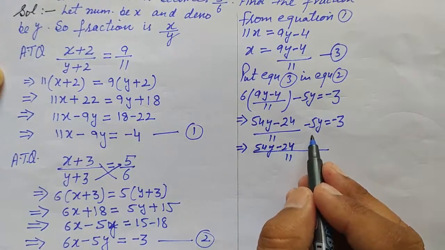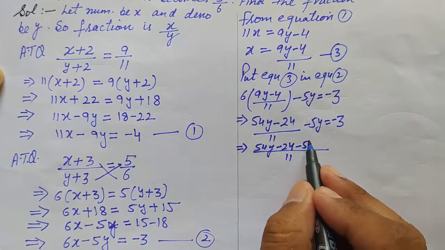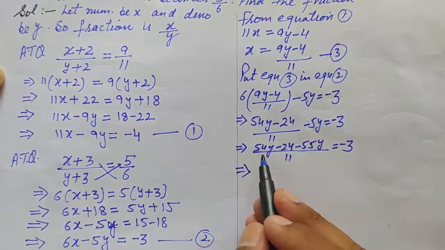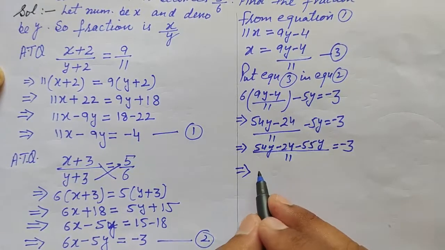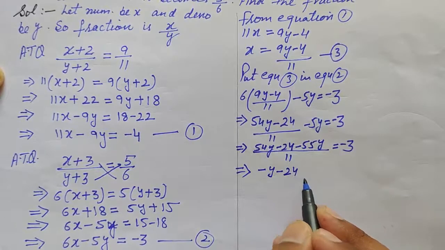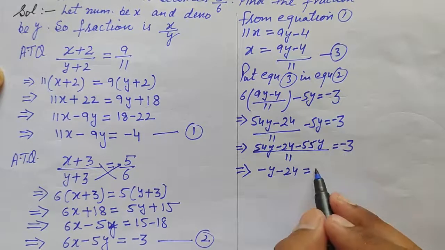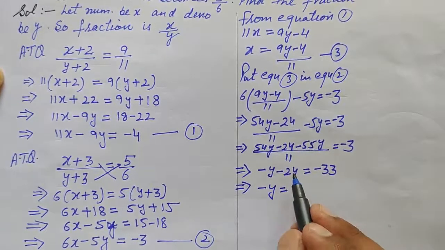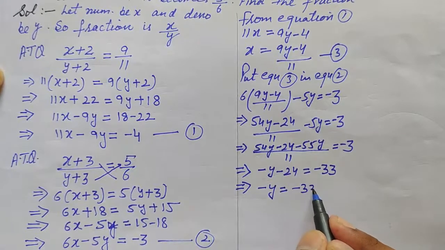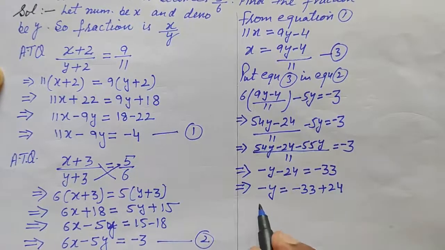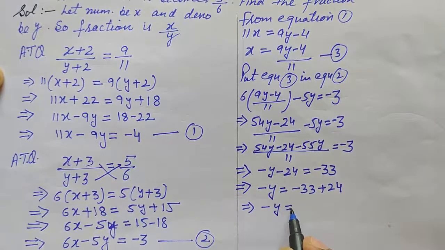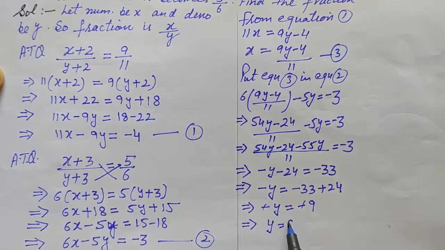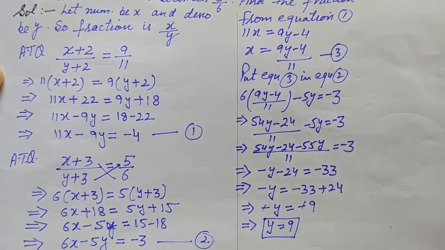Here 1 is in the denominator, so 1 11s are, so multiply with 11. So 11 5s are 55. So let's see what will be there: 54y minus 55y, so it is minus y, minus 24 is equal to, we can cross multiply 11 here, minus 33. So from here minus y is equal to, take this 24 to the right hand side, it becomes minus 33 plus 24. So minus y is equal to minus 9. So minus minus will be cancelled. So the value of y is 9.